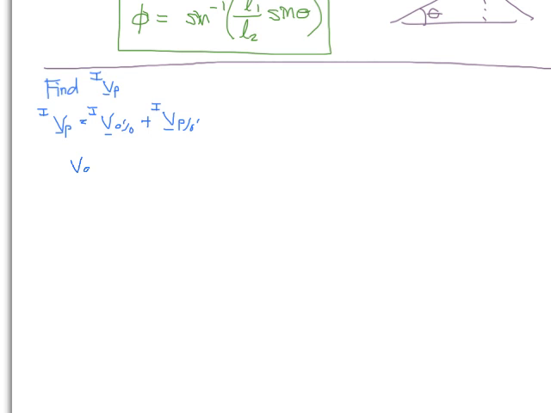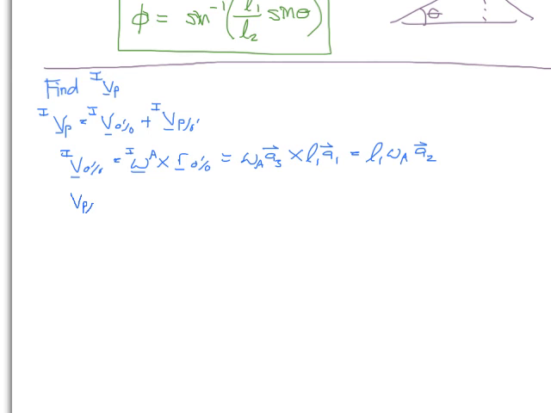The velocity of O prime with respect to O is going to be 0, because we know that the velocity of O is 0, plus omega A as observed in I crossed with the position vector of O prime with respect to O. This is equal to omega A in the A3 direction crossed with L1 in the A1 direction, which gives us L1 omega A in the A2 direction.